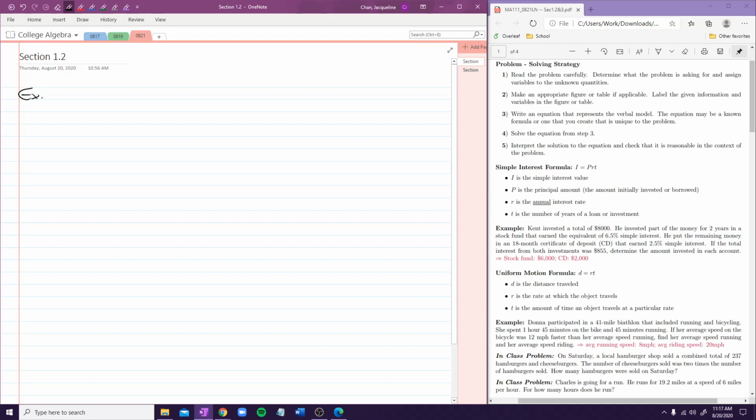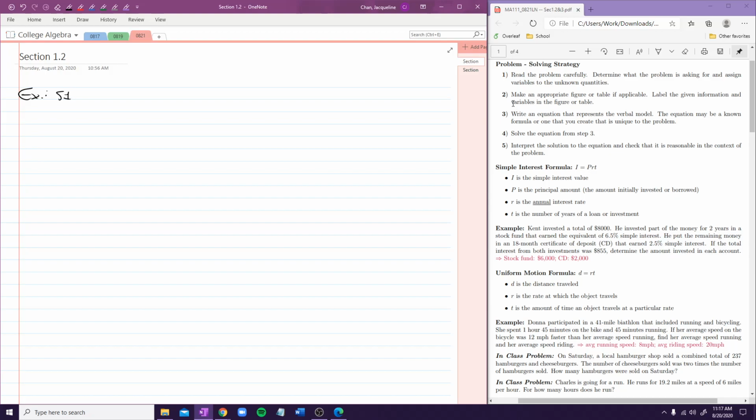Alright, so let me put example right here. Step 1 is just read it carefully. Don't worry about underlining or getting everything the first time you read it. The first time is just getting a general idea of what you're getting yourself into. And you should determine what the question is asking from the first time you read it.